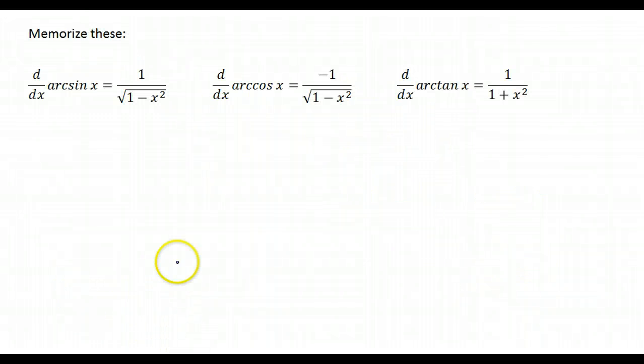So you need to memorize these formulas. The derivative of the arcsine of x is 1 over the square root of 1 minus x squared. The derivative of arc cosine of x is negative 1 over the square root of 1 minus x squared. And the derivative of arctan of x is 1 over 1 plus x squared.